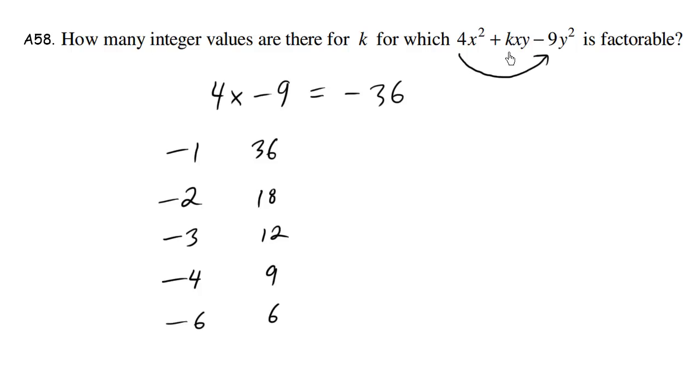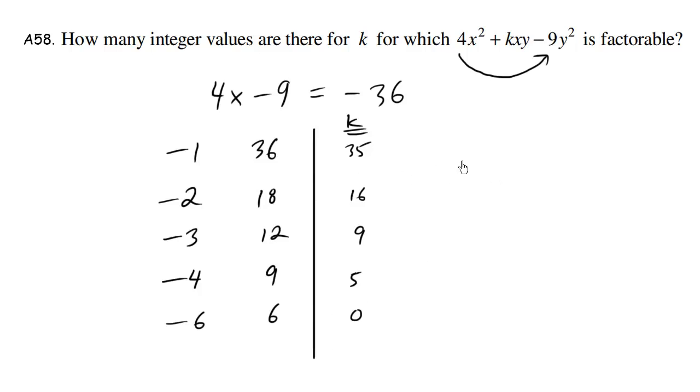And recall the middle term is determined by adding these numbers. So two numbers multiply to be the last value, and we're using this rainbow trick. Yet when we add the numbers, it becomes the middle term, the k value. So let's add 36 and negative 1. We get 35, we get 16, we get 9, 5, and 0.